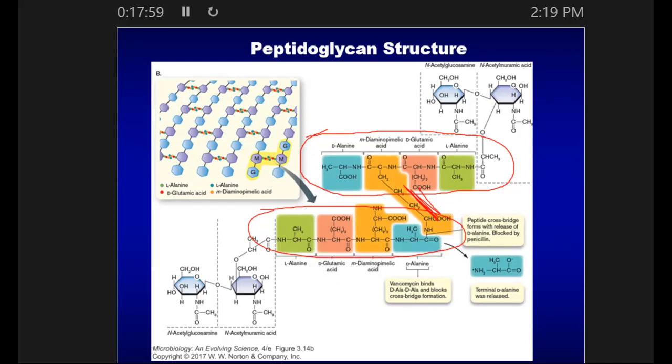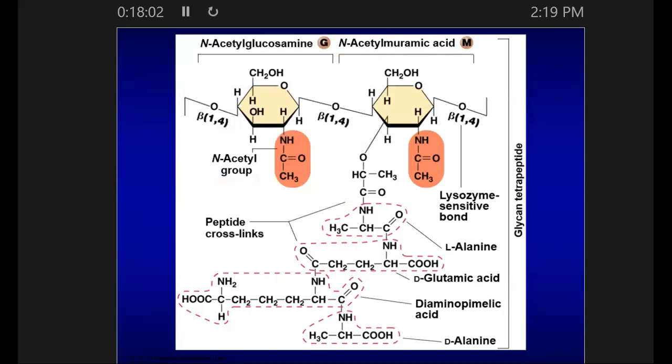Let me show you this slide. This one I wanted to put in here to show you how the NAG and NAM are bonding together. So they go NAG, NAM, NAG, NAM, NAG, NAM, and they're put together with a beta-1,4 bond in between the two sugars. And then you see here, lysozyme sensitive bond. So if you have the beta-1,4 linkage between NAG and NAM, this enzyme called lysozyme can attack it and break it. So that's good.